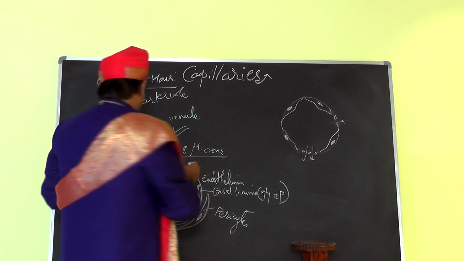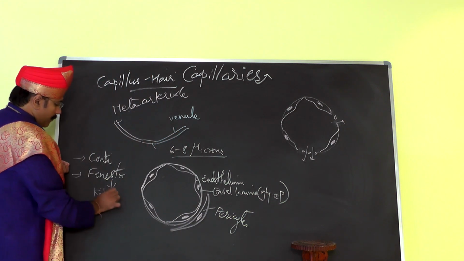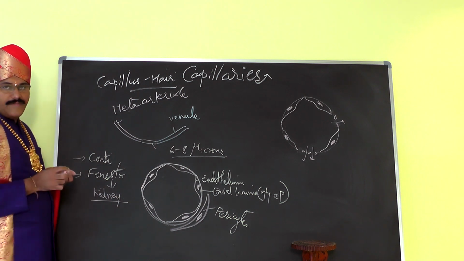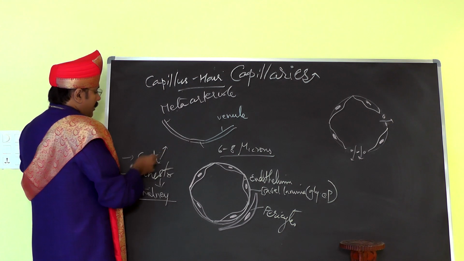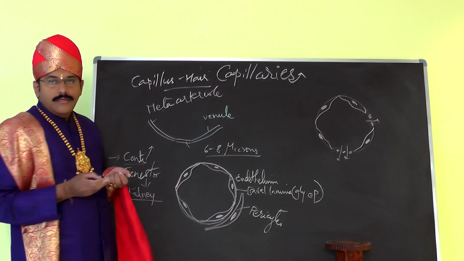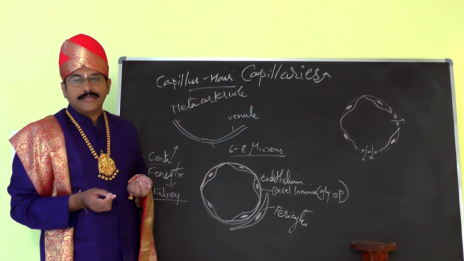The fenestrated capillaries are present in the kidney, that is the renal glomeruli. In there you have got the fenestrated capillaries, whereas these continuous capillaries are present in the intestines, and in the lungs you are having the continuous capillary.